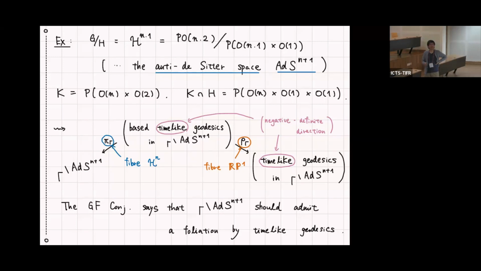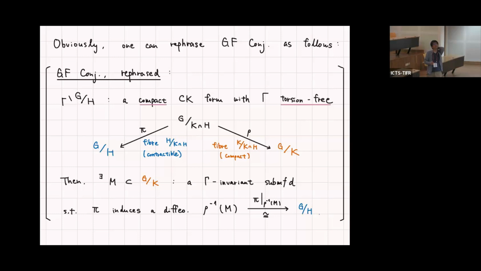And the geometric fibration conjecture says that this AdS^{n+1} divided by Γ should admit the foliation by time-like geodesics. And even for AdS^{n+1}, this conjecture, I think, is not solved yet, except for the case of AdS^3. Okay, and obviously you can rephrase the geometric fibration conjecture as follows. Instead of considering the fibration on the double coset space, you can consider the Γ-equivariant fibration on just homogeneous spaces.